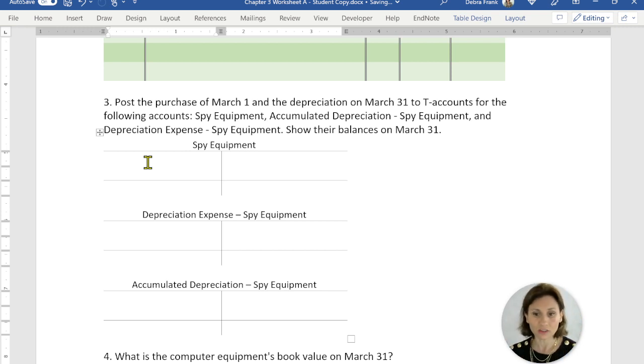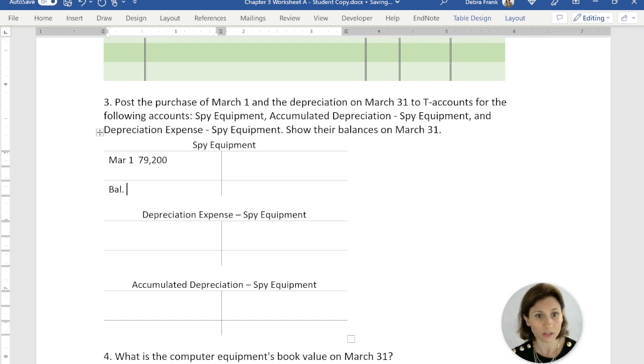It always stays at historical cost, which is what we paid for. So the SPY equipment will always be listed, unless we sell some of it or something like that, at what we originally purchased it for. We purchased this in March, and it was 79,200. So it's always going to be listed for that amount.